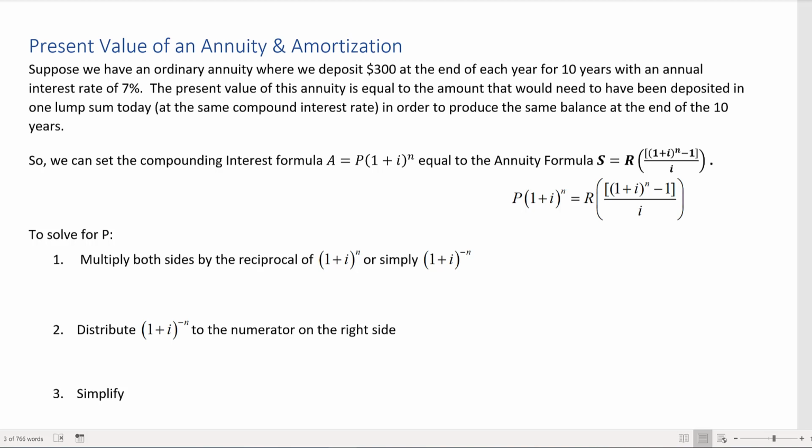So we can set up a compounding interest formula from our previous lessons. A equals P(1 + i)^n, equal to the annuities formula that we used in the future value of an annuity, S equals R[((1 + i)^n - 1)/i]. If I set the A, which is the future value, equal to the S, which is also the future value, I get P(1 + i)^n equals R times the quantity ((1 + i)^n - 1) all over i.